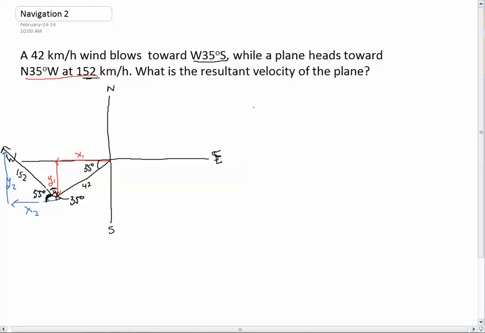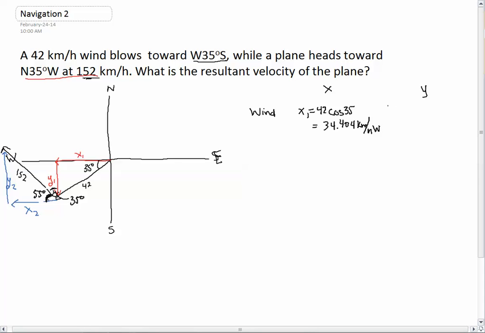So we have our vector 1, this is our wind, and we're going to find the x component for the wind. Notice that the x is adjacent to the 35 degrees, and so we use the cosine. So x1 is equal to 42, the magnitude of the hypotenuse, times the cosine of the angle, which is 35 degrees. We calculate that, and we come up with 34.404 kilometers per hour west.